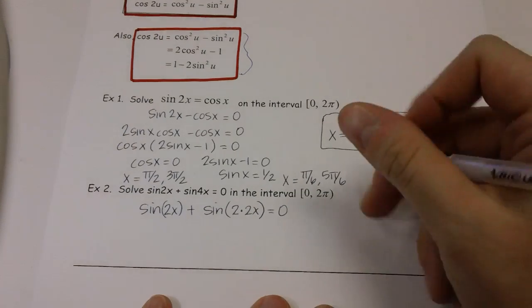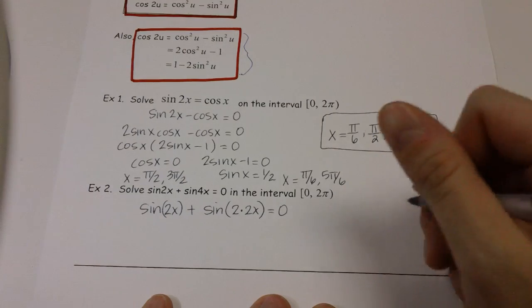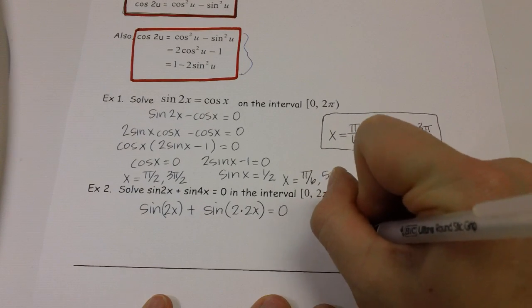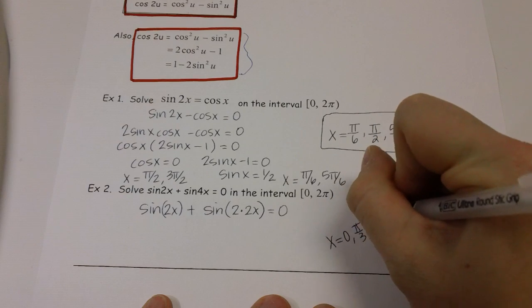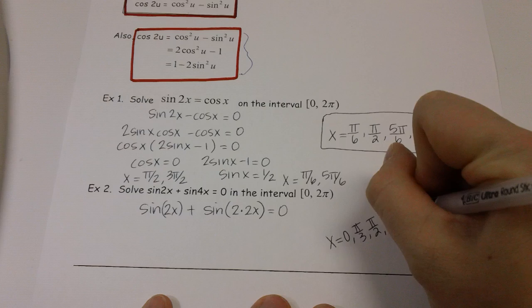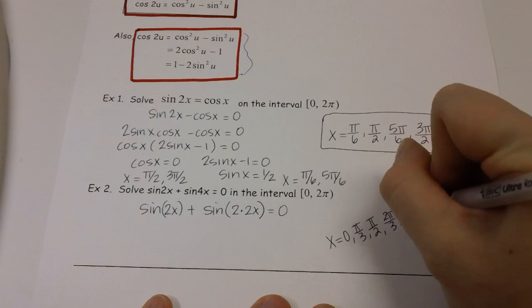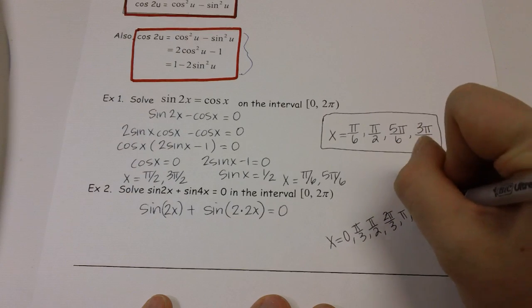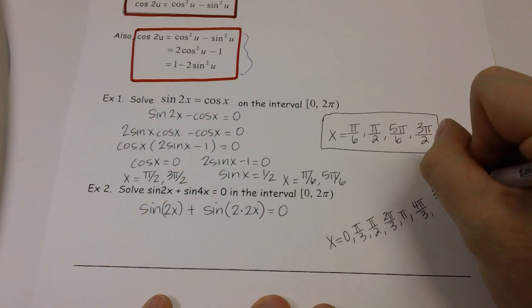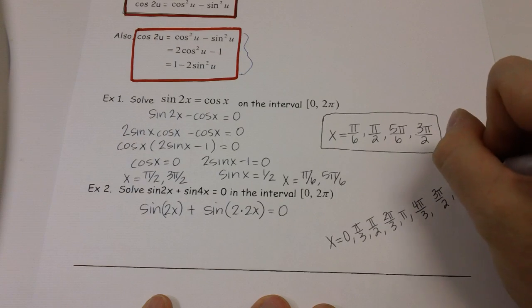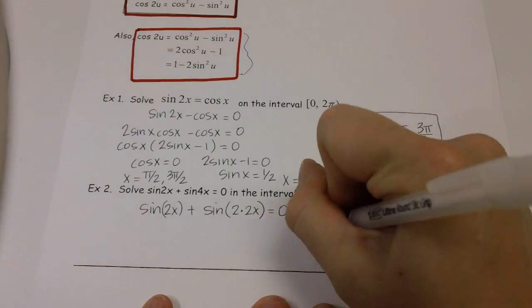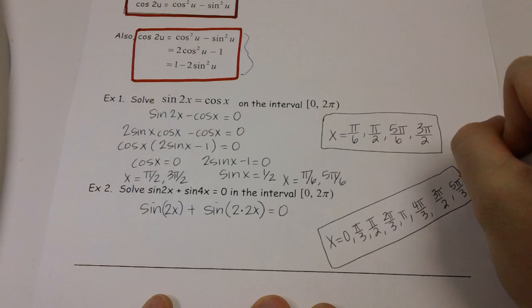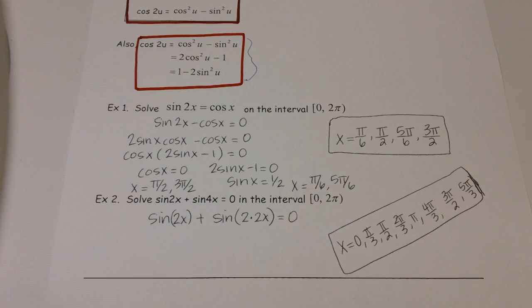When you're all finished, you're going to get many answers for this problem. You're going to get x equals 0, pi over 3, pi over 2, 2 pi over 3, pi, 4 pi over 3, 3 pi over 2, and 5 pi over 3. Make sure that you try this problem and bring it in tomorrow.